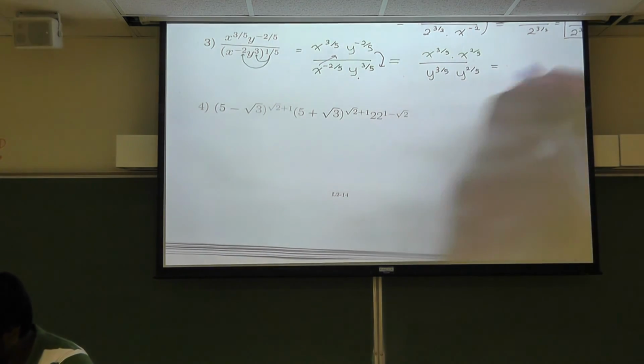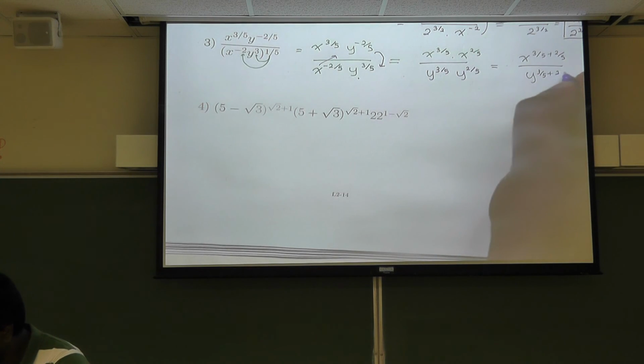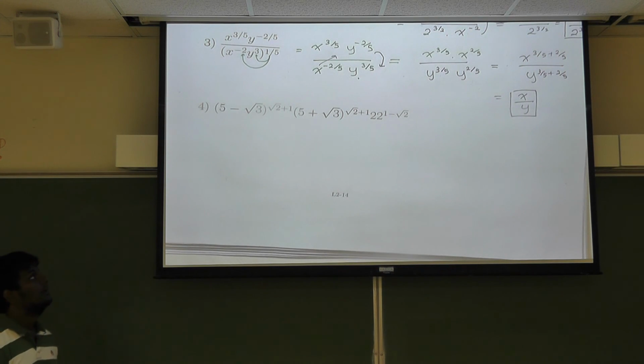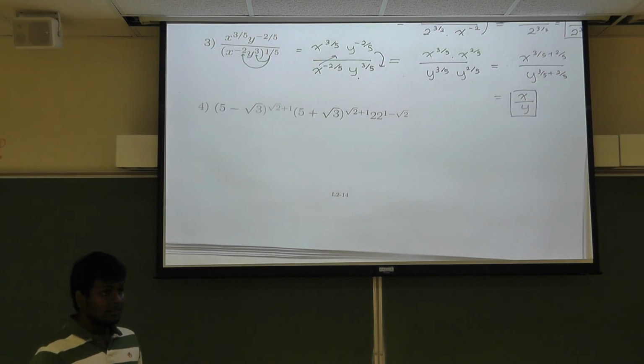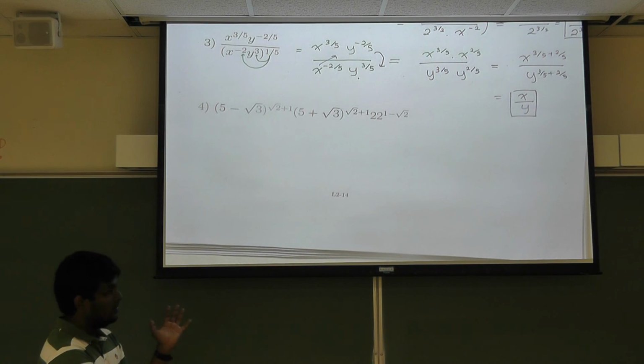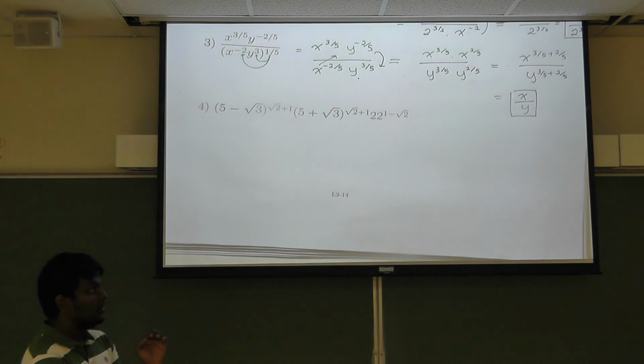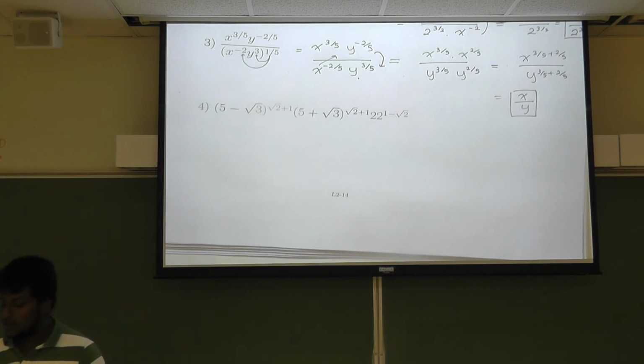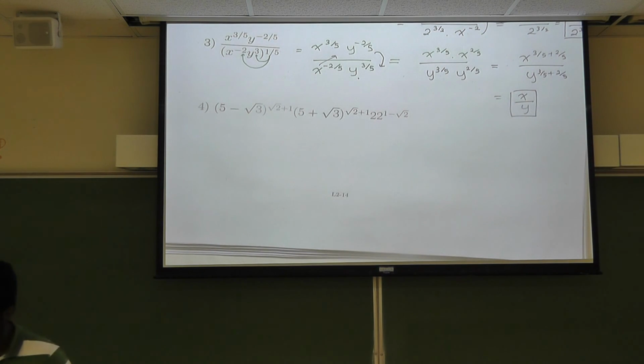And now you can add the exponents, so x to the 3/5 plus 2/5 and y to the 3/5 plus 2/5. And you can see in both cases you get 1. So the answer ends up being simply x over y. And this is a very common phenomenon in this class. You can see very complicated expressions. If you do it correctly step by step, you should end up with a very simple answer. Not always, but most of the time. And the last example, again, will illustrate that fact.